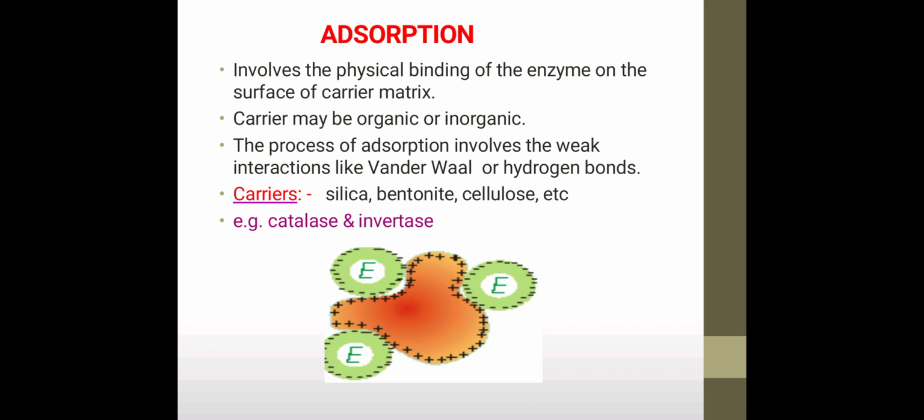Best examples for the carriers that are used for adsorption are silica, bentonite, cellulose, etc. And the enzymes that can be immobilized by using this adsorption process are catalase and invertase. You can see in this picture the adsorption of these enzyme molecules over the matrix, that is the carrier matrix.